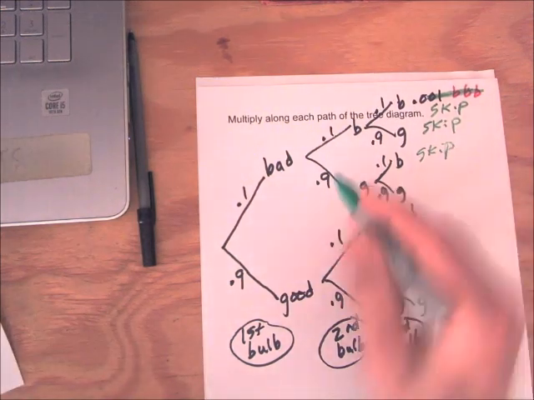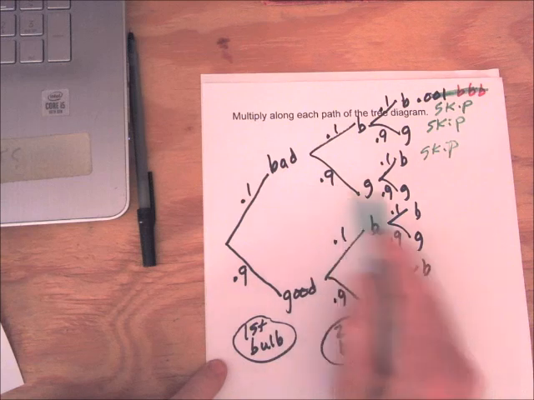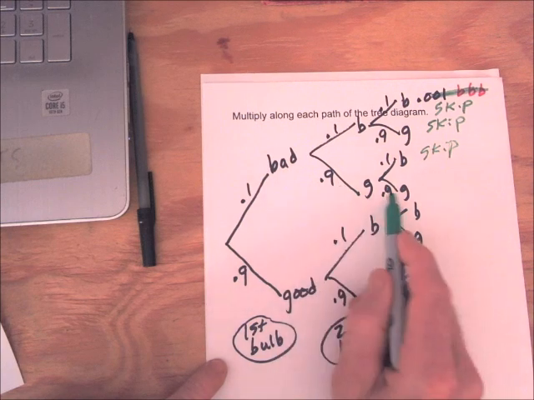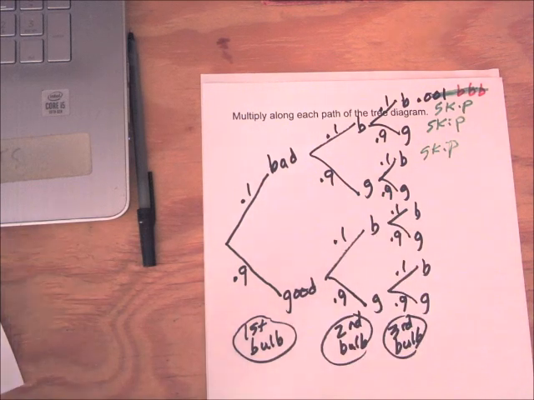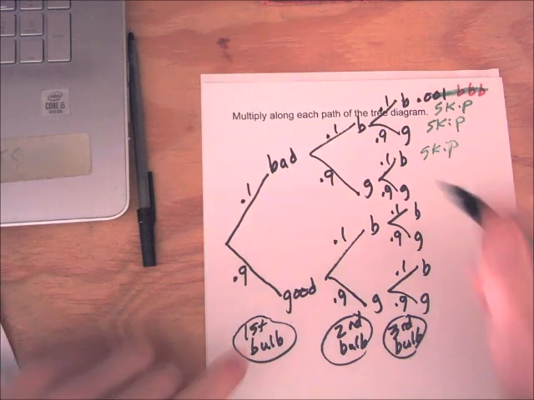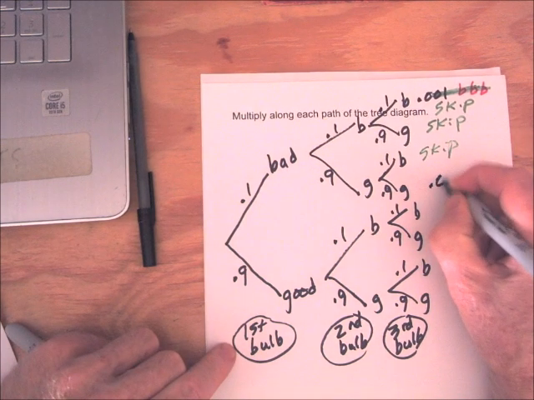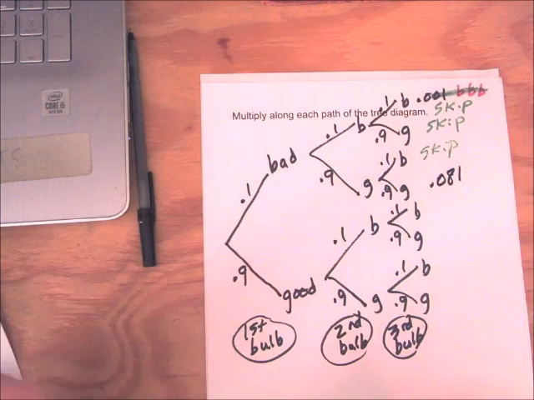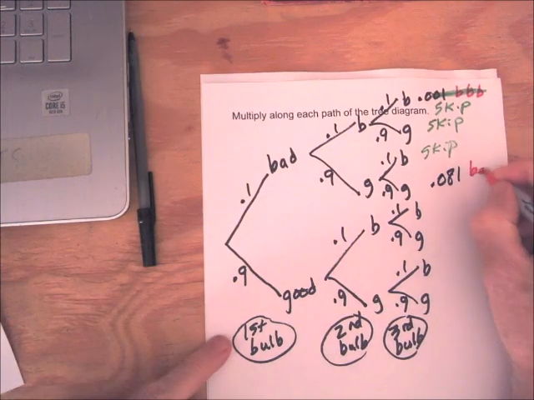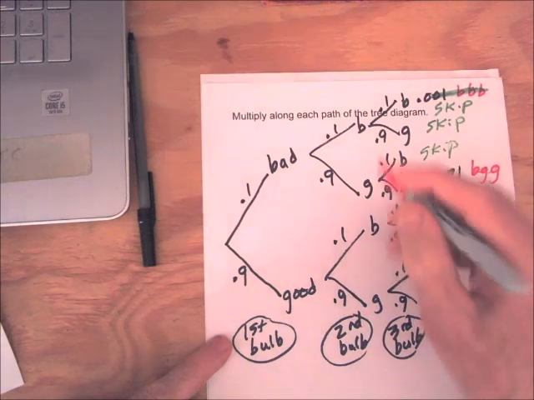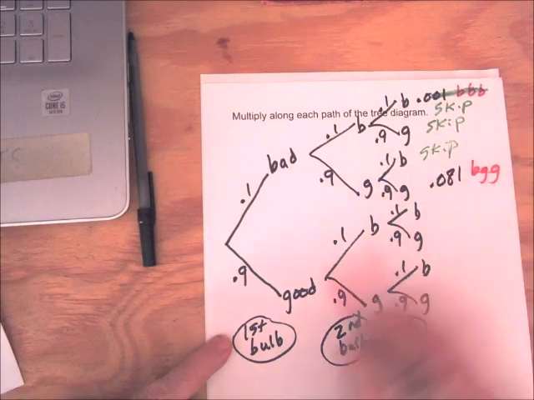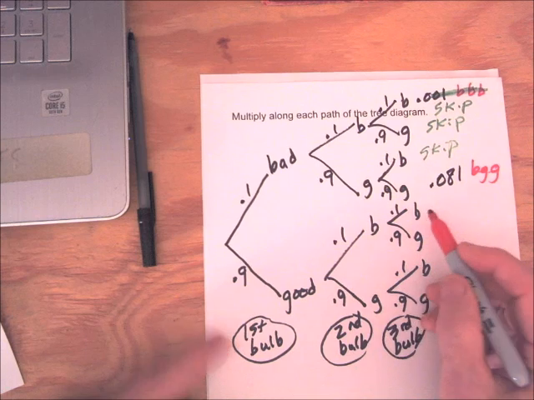So let's do this path here. We have 0.1 times 0.9 times 0.9. So 1 times 9 is 9, times 9 is 81, and we have 3 digits to the right of the decimal, so it's going to be 0.081. That's bad, good, good. And then we have good, bad, bad. We can skip.